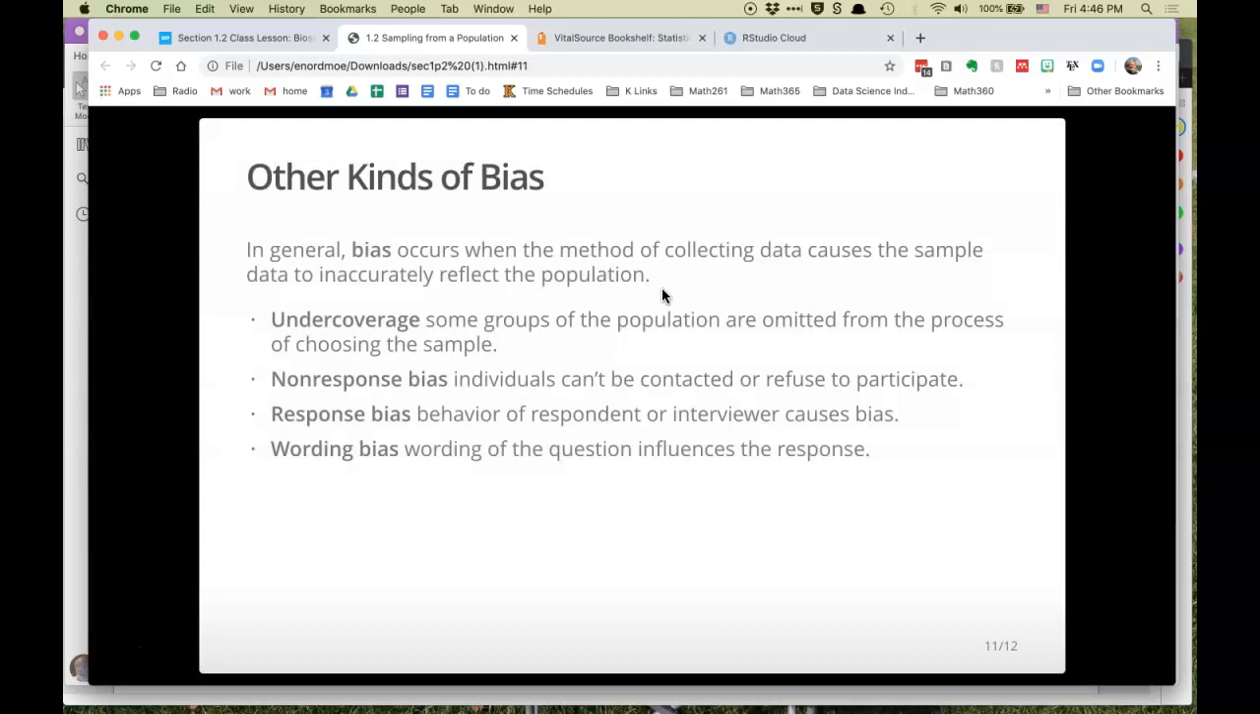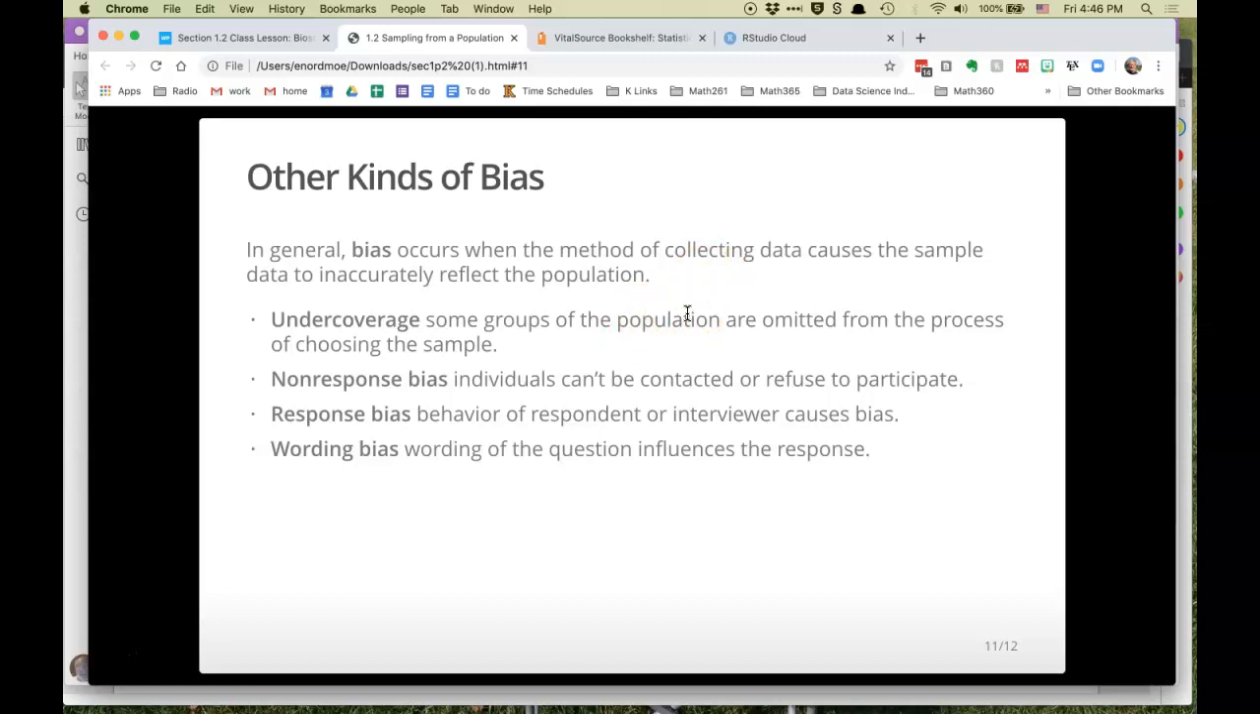I said there were a few types of bias, and here are a few that I identify as common sources of bias. The first one, and remember, bias was a systematic error. The idea of bias is it's somehow the method of collecting data causes the sample to inaccurately reflect the population. So one is undercoverage. Right now there's certainly a lot of concern about the pandemic. If you did a web-based survey, you would be missing some groups of the population.